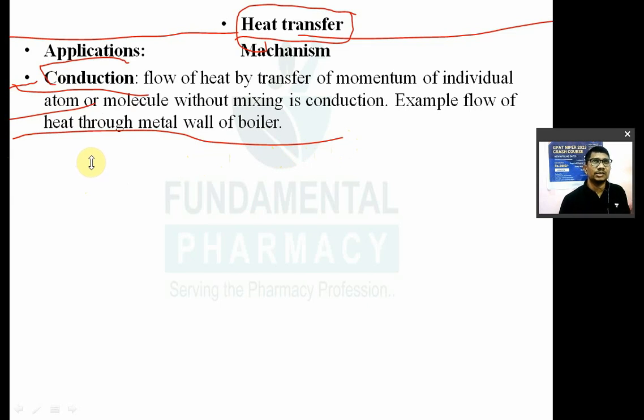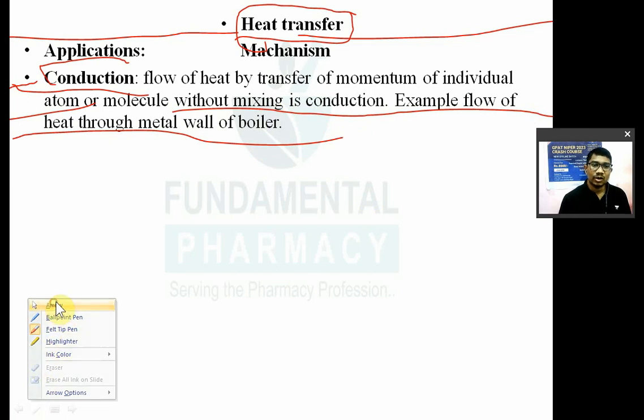So the cheapest form of heat is the electricity. Or conduction means what? Transfer or flow of energy, that is heat energy, because of the movement of individual atoms or molecules without mixing. Remember, without mixing. So movement of individual atoms or molecules without mixing is conduction. An example is the flow of heat through a metal wall, the metal wall of a boiler, or any example, an iron metal wall. So heat transfer through a metal wall occurs via conduction.